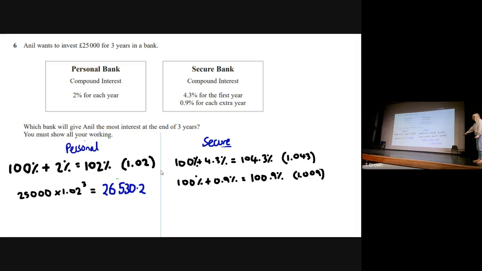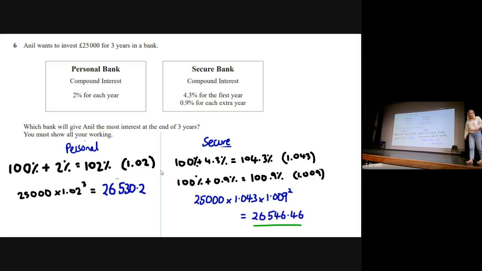So you've got £25,000 times by 1.043 for 1 year. So I'm just timesing it by that once. And then timesing that by 1.009 squared, because I've got 3 years in total. I only get that for 1 year, so I'm going to get that for 2 years. That, you just type that in your calculator, write it down, obviously, because your examiner can't see what you're writing in the calculator. And then that's your answer.